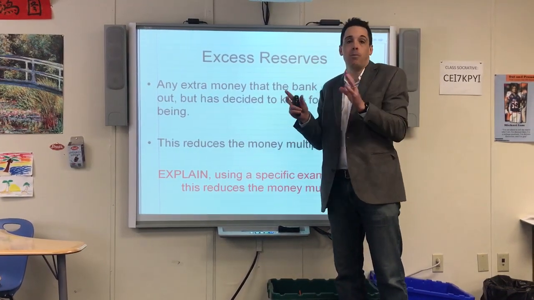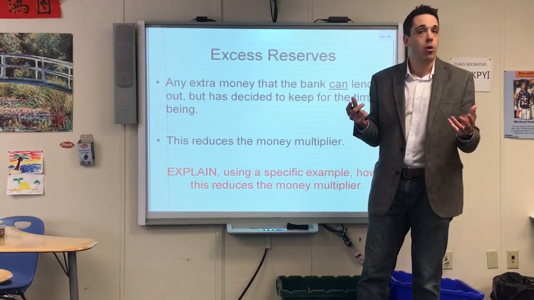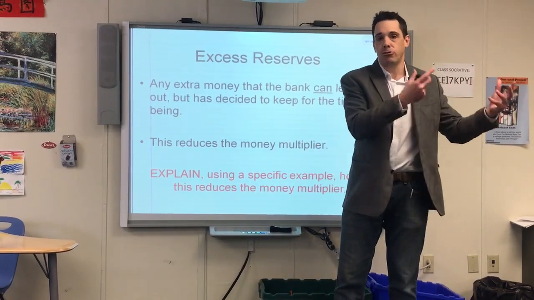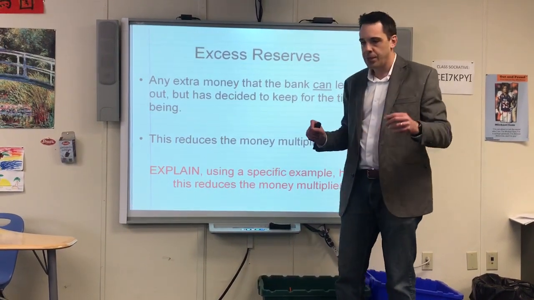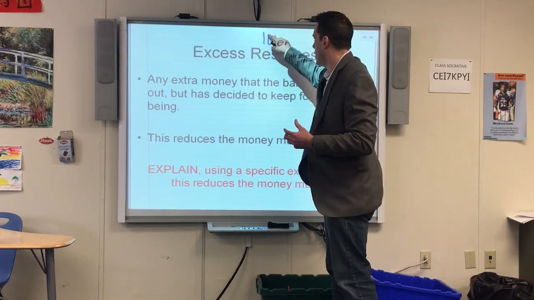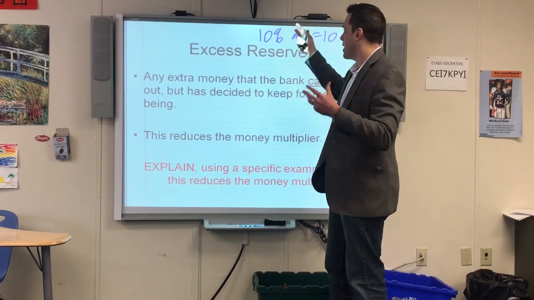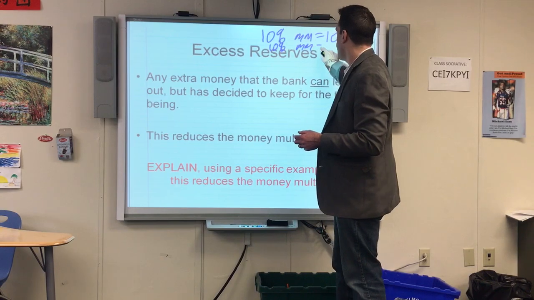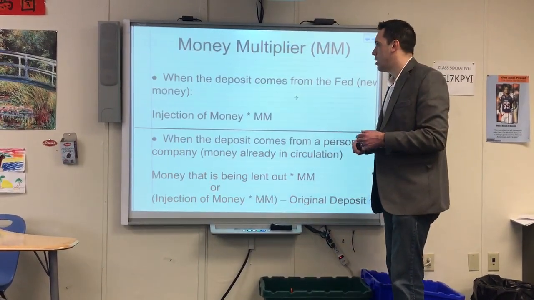Excess reserves. Banks may choose to keep money in their vaults that is above the required reserves. So for example, if required reserves are 10%, banks might keep an extra 10%. This would reduce the money multiplier. For example, if the reserve requirement is 10%, the money multiplier equals 10. If banks keep an excess 10%, then the money multiplier becomes 5, because for 20%, the reciprocal of that is 5.